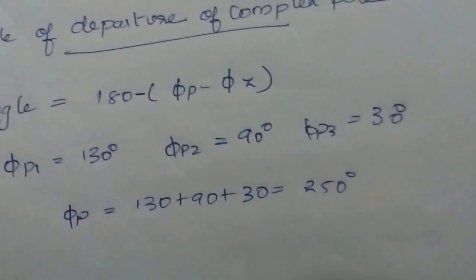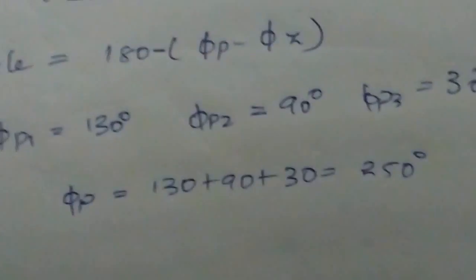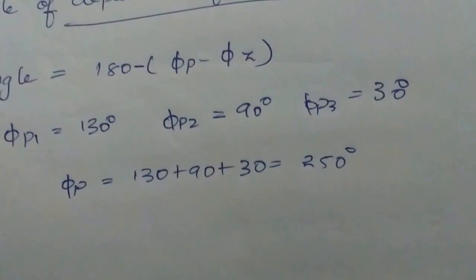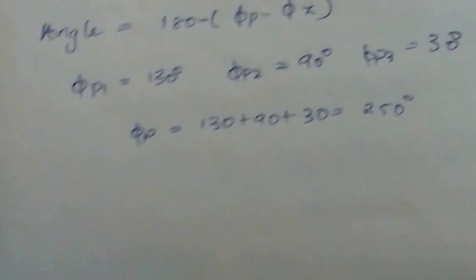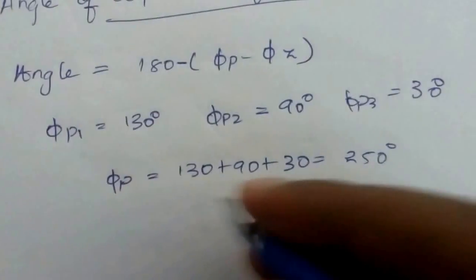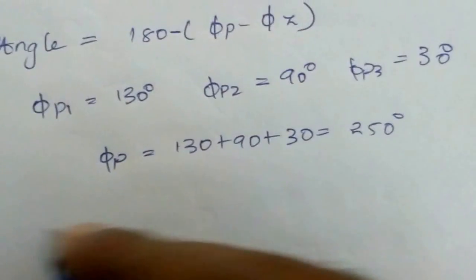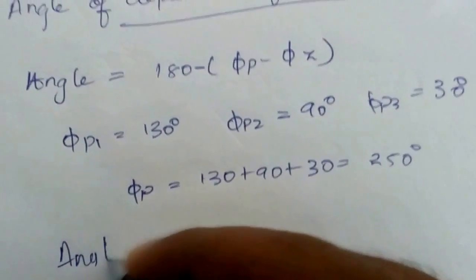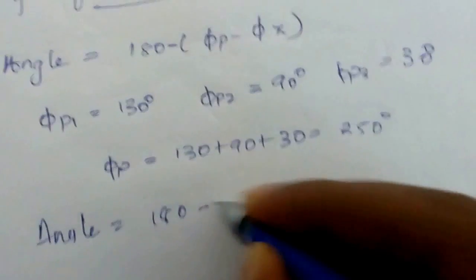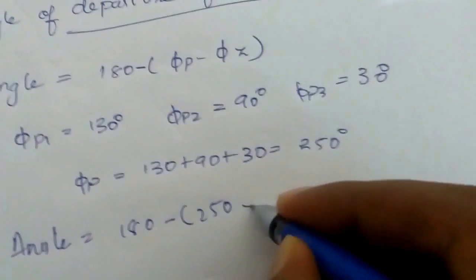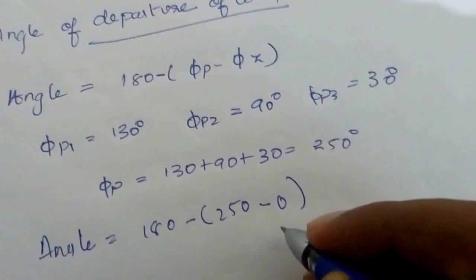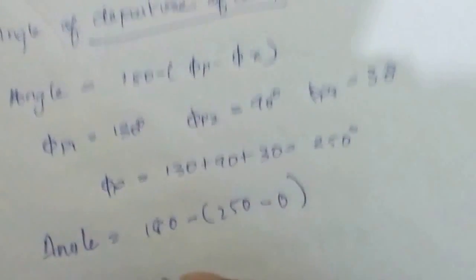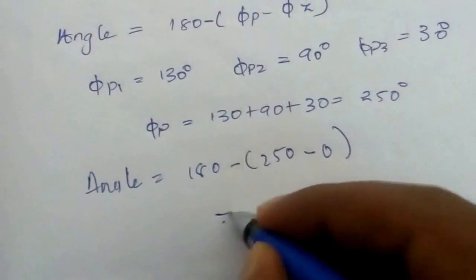In my graph, phi p1 is 130 degrees, phi p2 is 90 degrees, and phi p3 is 30 degrees, and the total sum of these pole angles is 250 degrees. So put that in the equation and find the angle of departure of the complex pole. Angle is equal to 180 minus 250. See, phi z is 0. Okay, 180 minus 250 is minus 70 degrees.